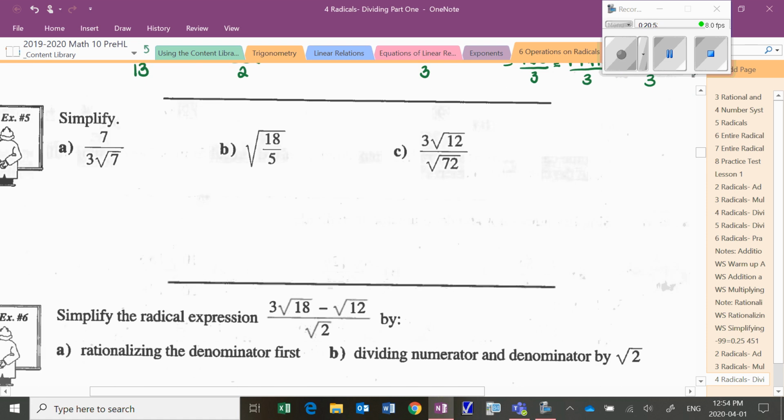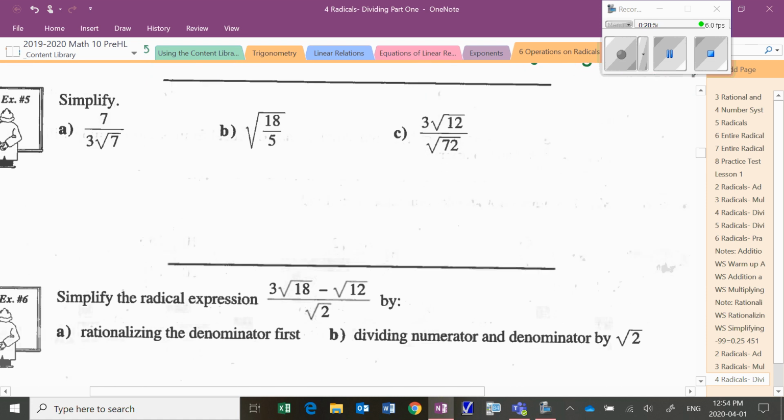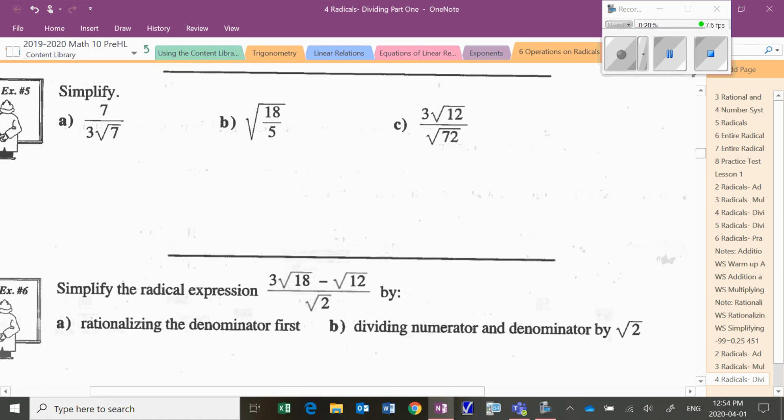Okay, for class example number 5, we've got 7 over 3 root 7, and I see a lot of people who multiply top and bottom by 3 root 7. It's not that it's wrong, it's a question of, do you need to multiply by 3 root 7?